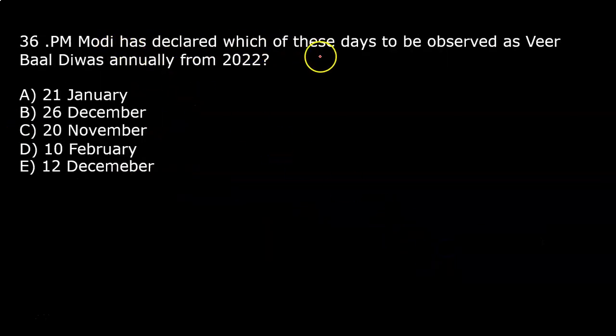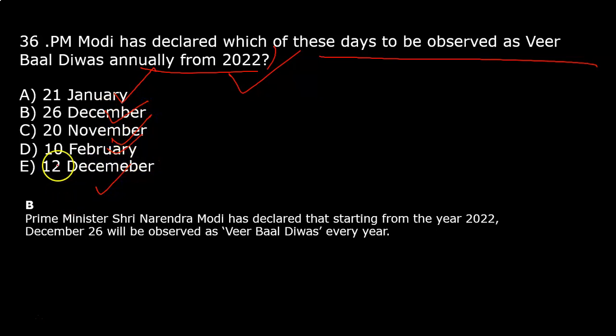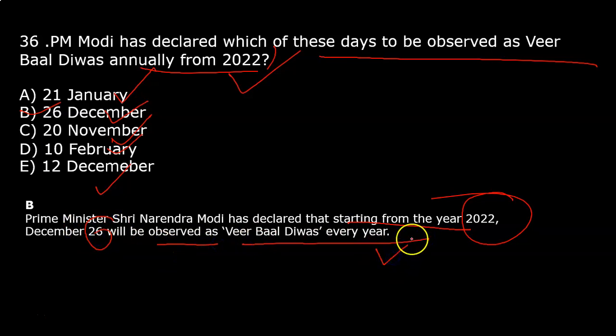PM Modi has declared which of these days to be observed as Veer Bal Diwas annually from 2022? Your options are 21st January, 26th December, 20th November, 10th February or 12th December. So the answer is B. Prime Minister Shri Narendra Modi has declared that starting from 2022, December 26 will be observed as Veer Bal Diwas every year.